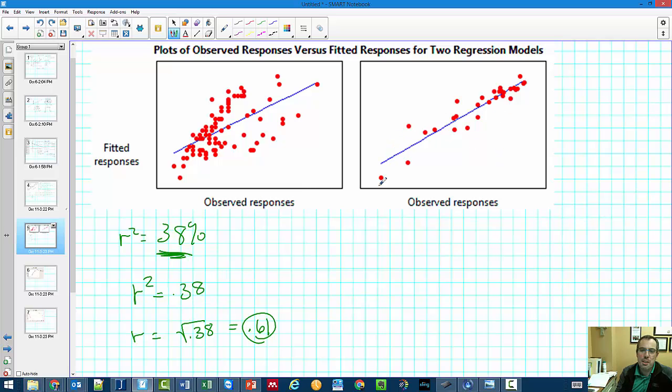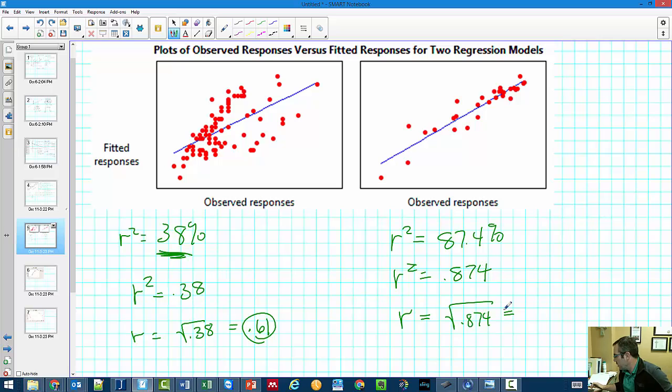Whereas over here, I think you'll recognize right away that because these values fall a lot closer to the line, this is going to have a higher R value. The R squared value over here is about 87.4%, or 0.874. Again, finding R means finding the square root of 0.874, which, and I'll just do it here, well, I don't have square root on that calculator.